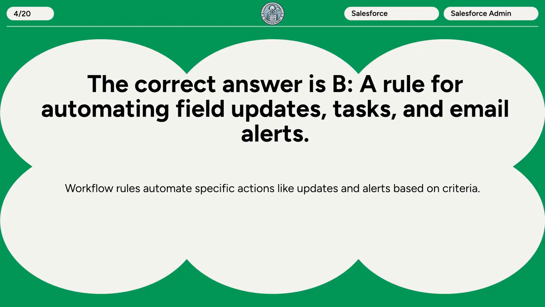The correct answer is B. A rule for automating field updates, tasks, and email alerts. Workflow rules automate specific actions like updates and alerts based on criteria.